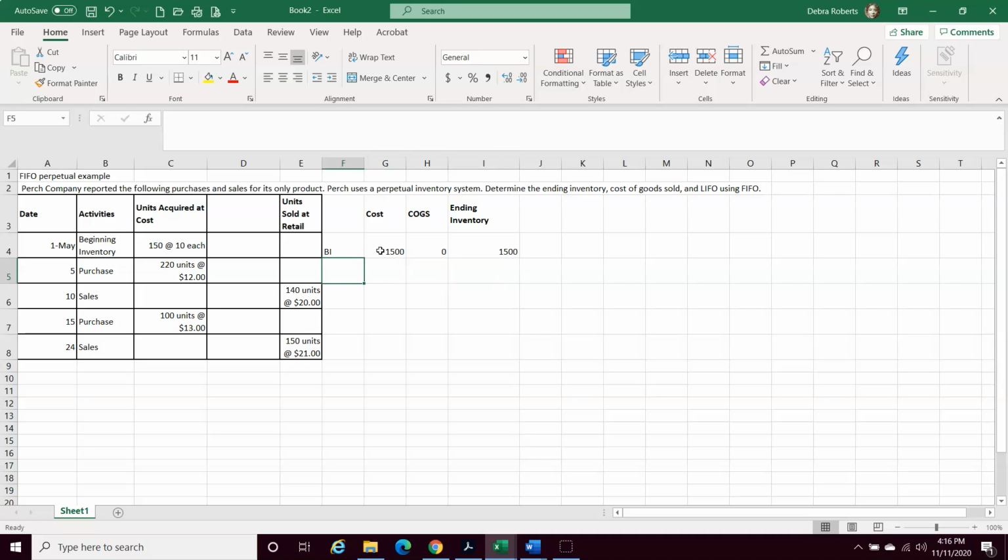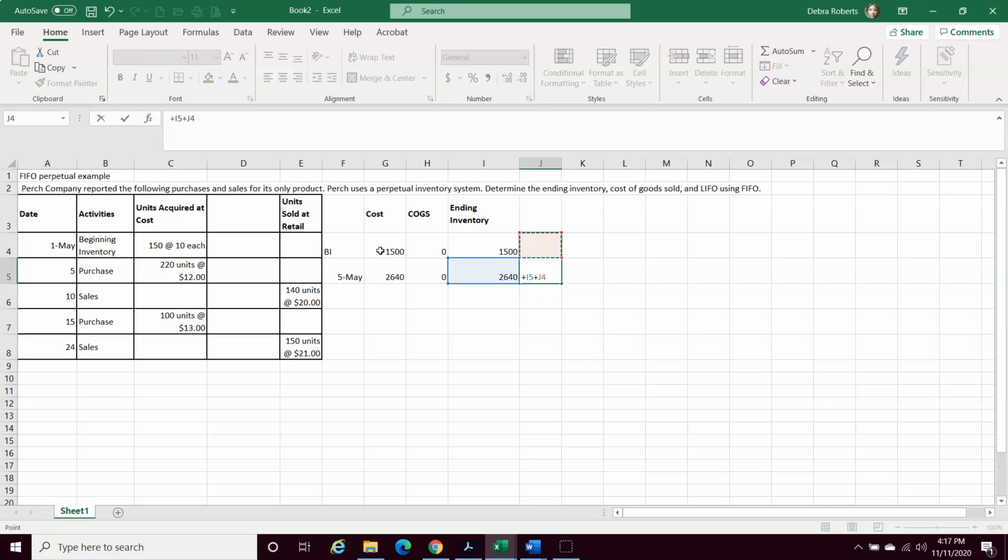$1,500. But on the 5th of May, 5/5, we made a purchase of 220 units. So I'm going to use my calculation, 220 units, and they cost us $12 each. Again, we haven't sold anything, so cost of goods sold is not relevant here. So what we have now is $2,640. When you look at these two, our running total of ending inventory comprises two layers: layer 1, which is our beginning inventory, and layer 2, which is the purchase that we made in May on the 5th.